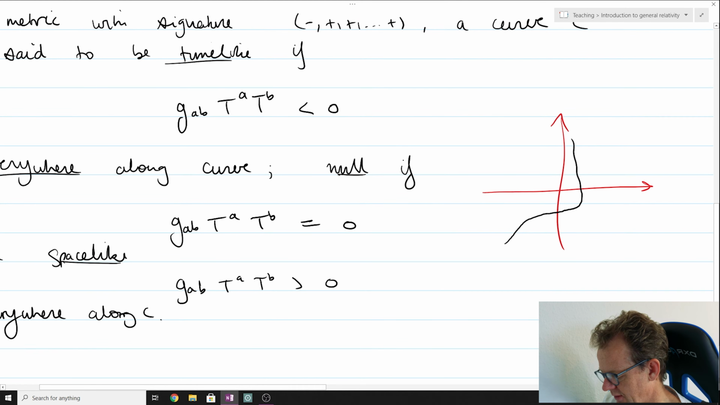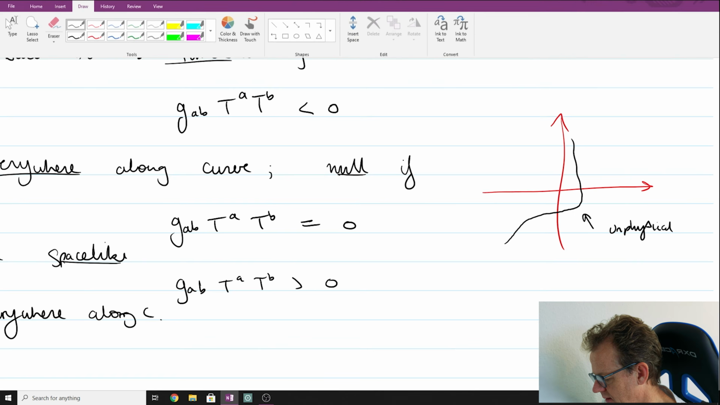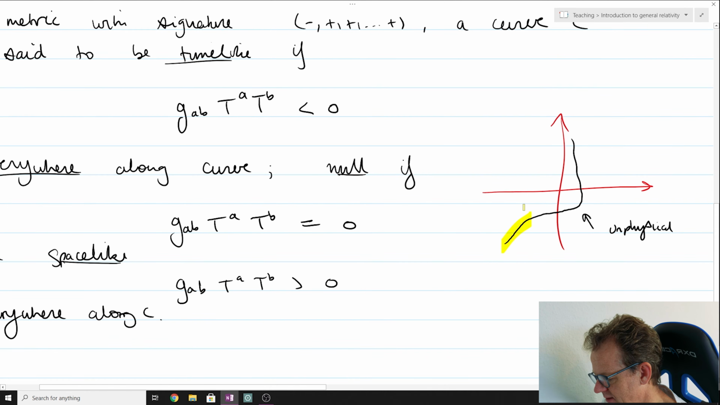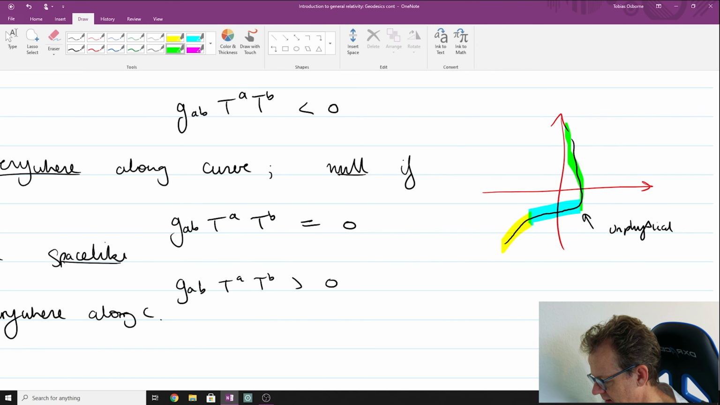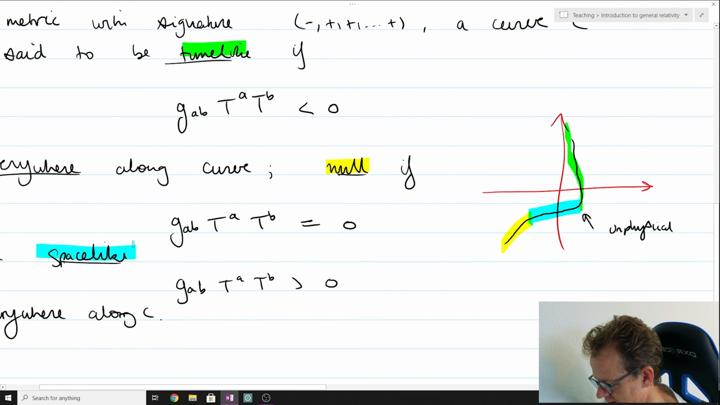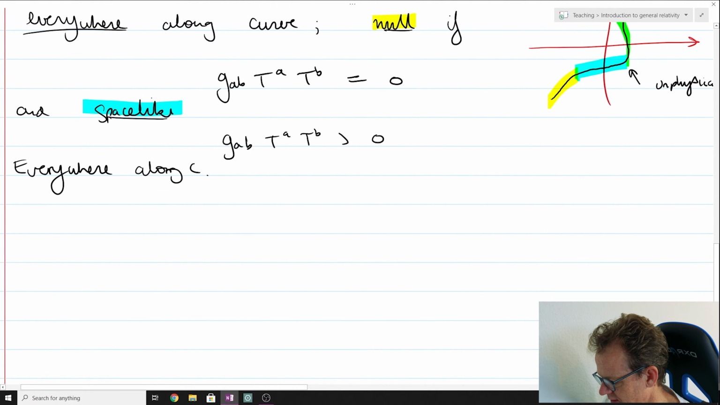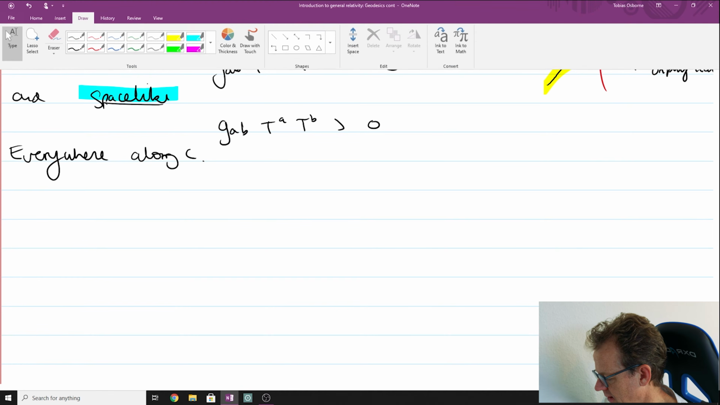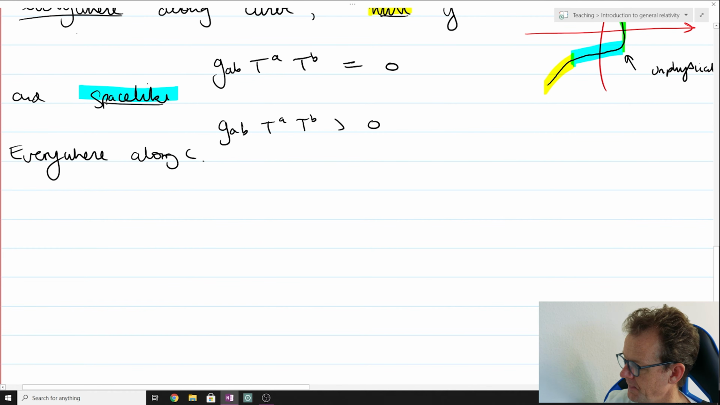So, for the future notes, this is unphysical. And then I'll highlight the portion. So it commences null, it goes space-like, and then it goes time-like. So time-like is green, say, null is yellow, and space-like is blue. That's certainly a possible thing to happen, but as we'll see, geodesics cannot do that.